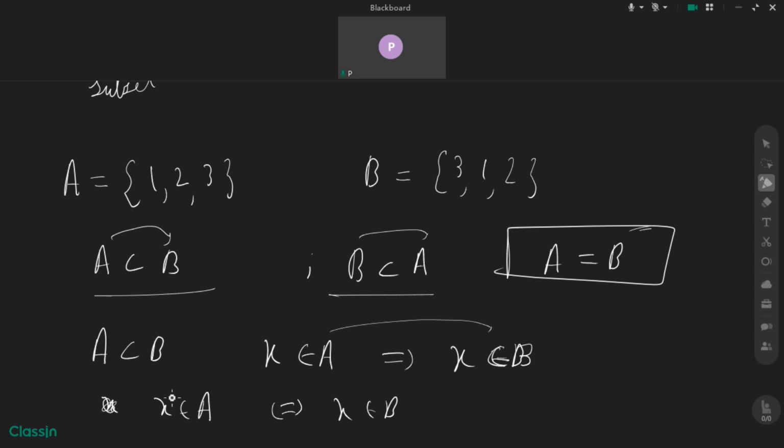It means that if x is an element of A, then x will also be an element of B. In reverse, if x is an element of B, then x will also be an element of A. So in this condition we have A equal to B.